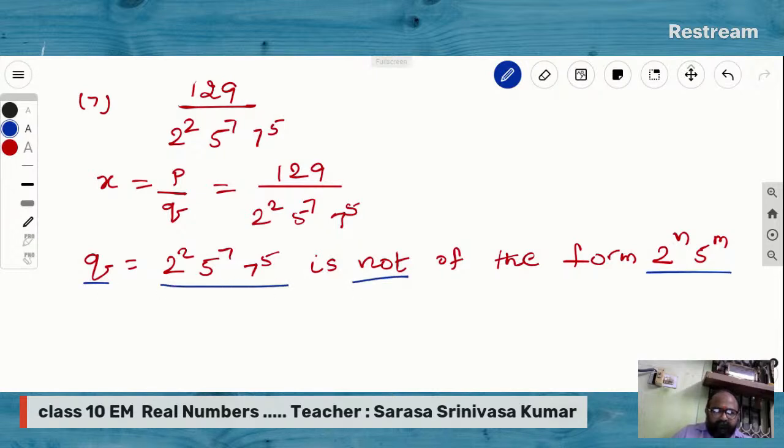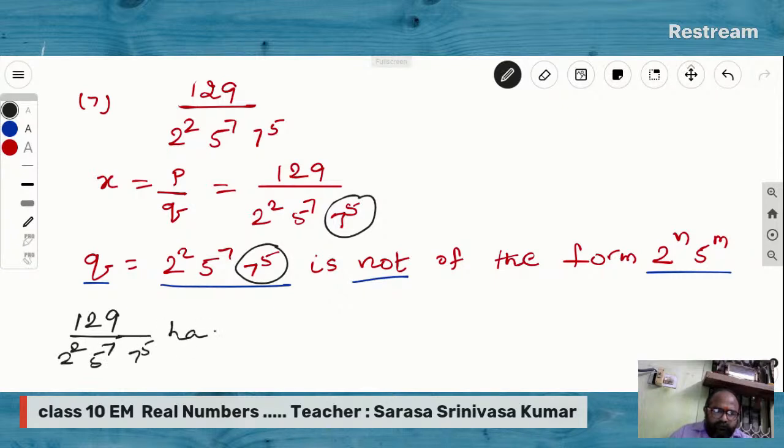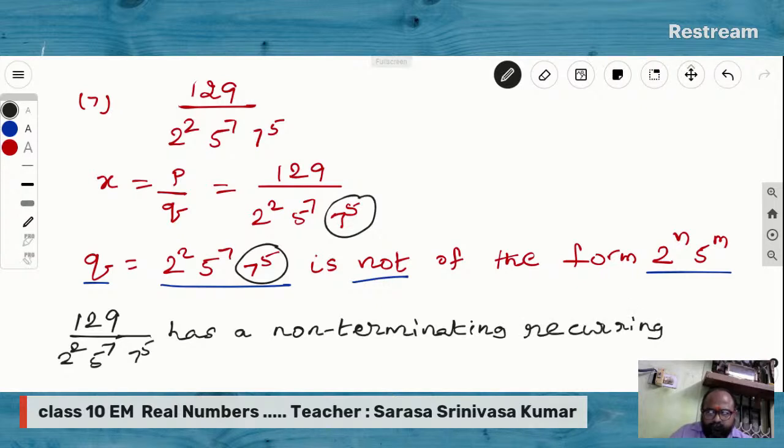Why? What is the reason? Because we have 7 power 5 also. Since there is a 7 power 5 in the denominator, it is not of the form 2 power n 5 power m. We conclude that. Therefore, 129 by 2 square 5 power 7 7 power 5 has a non-terminating recurring decimal form.